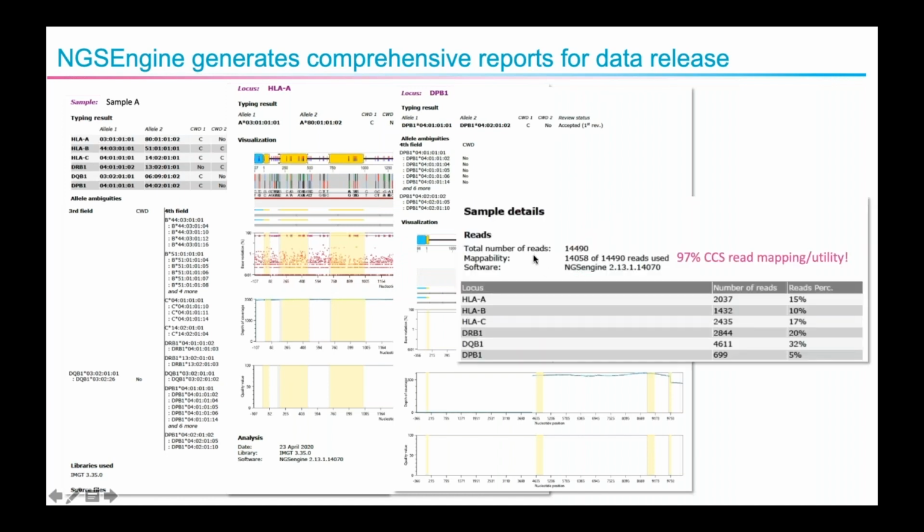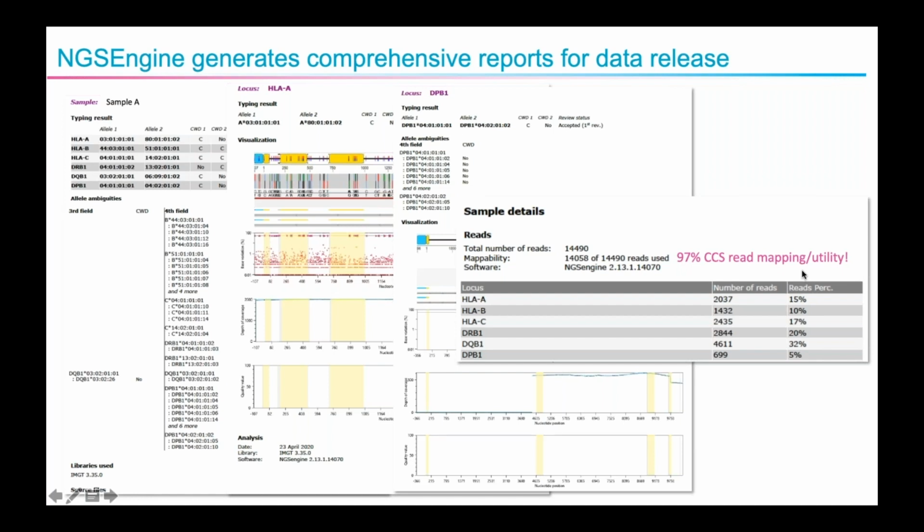What I really like too is at the end, it gives you an overall view of the number of reads that were mapped to each locus and how that distributed within your pool and how many of the total reads were used. So we're using 97% of those hi-fi reads, which leads to a great utility of the data for this application.